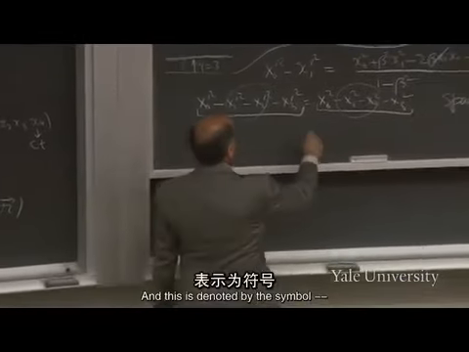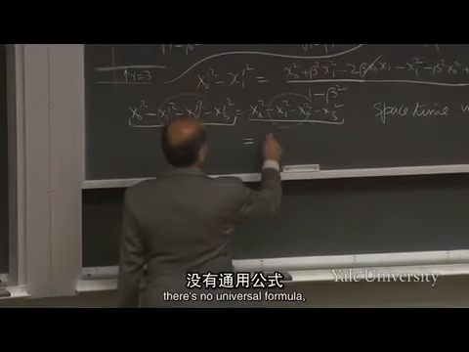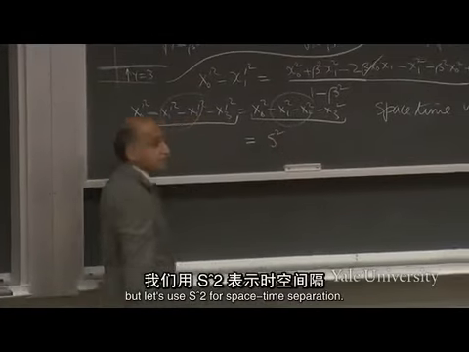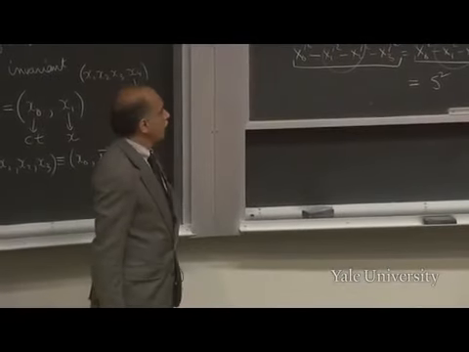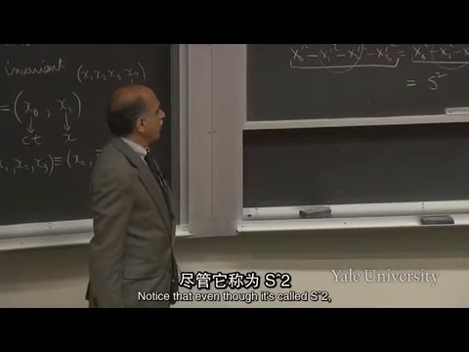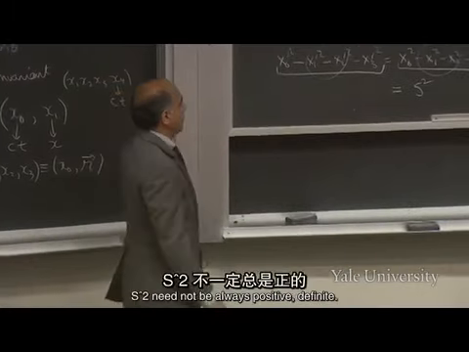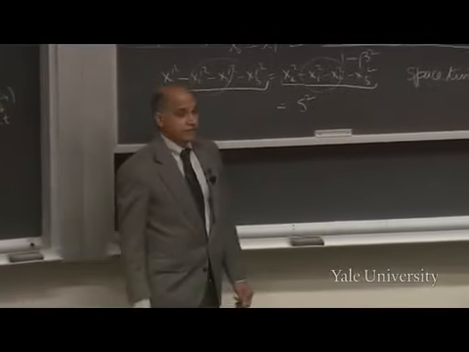And this is denoted by the symbol. There's no universal formula, but let's use s squared for space-time separation. Notice that even though it's called s squared, it need not be always positive definite.